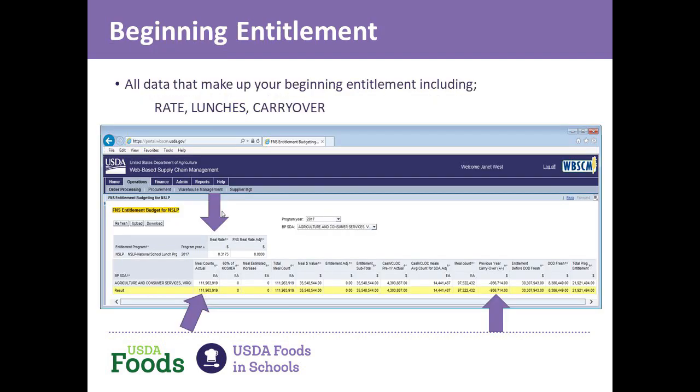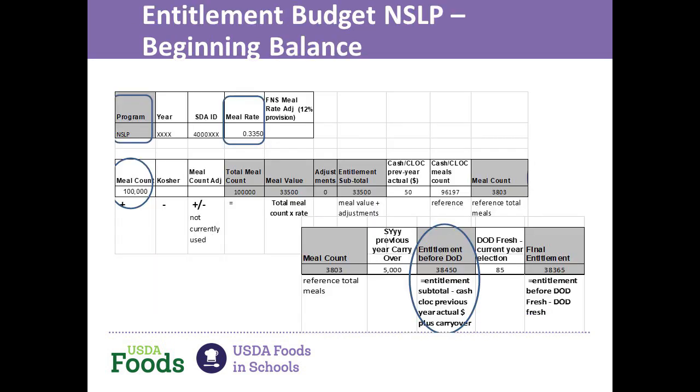So this is the entitlement budget screen for National School Lunch Program. Looking at the header level, the arrows are directed toward the eligible lunches, called meals in WebSCM to accommodate all programs, the estimated per meal rate, and the carryover columns. In the next slide, we will discuss each column further. This is just a more detailed view of the WebSCM budget screen in the previous slide.